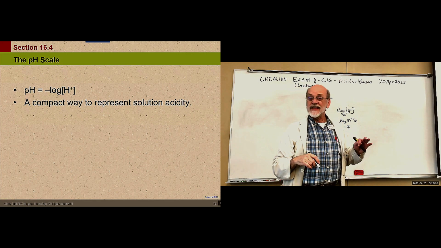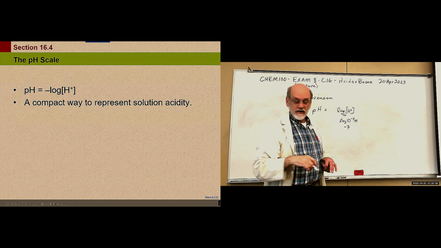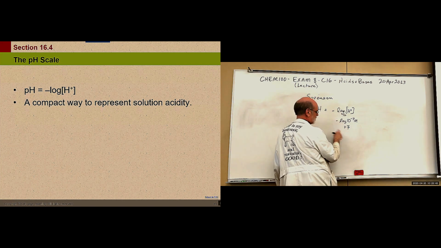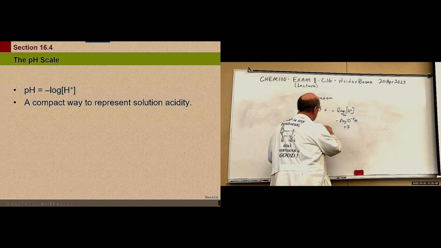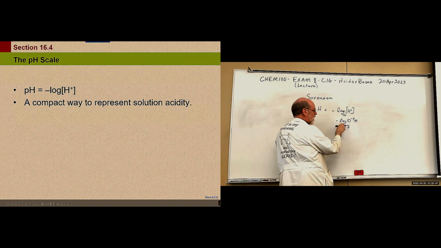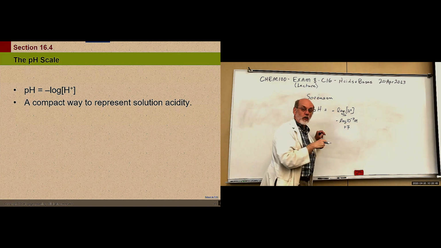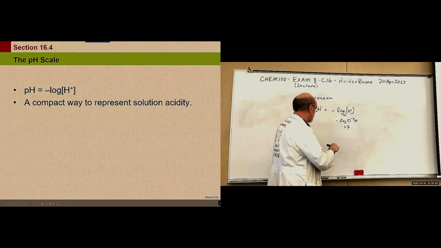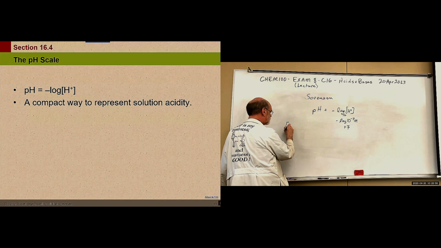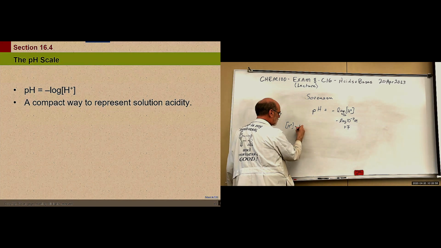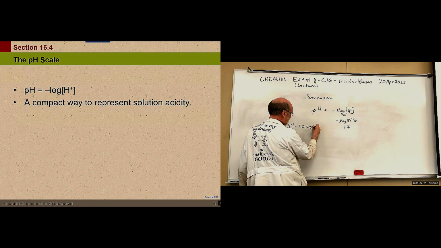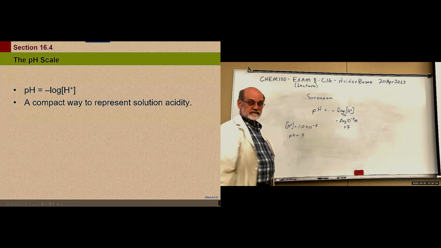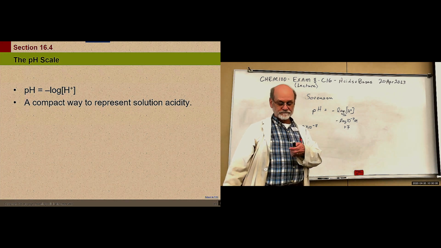But he didn't want to work with negative numbers either. So he just stuck a negative out here. Change the sign. There you go. So the pH of 10 to the minus 7 molar hydrogen ion concentration is 7. So if you have this, the pH is going to be 7.